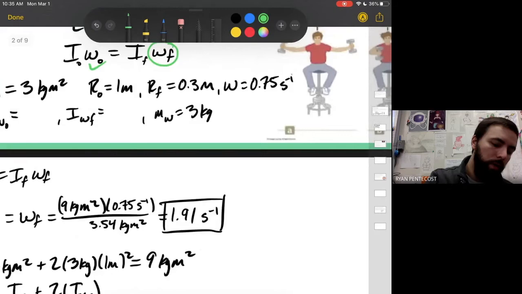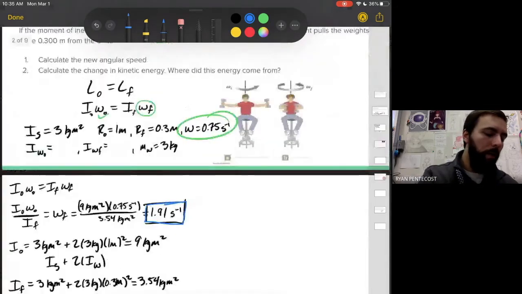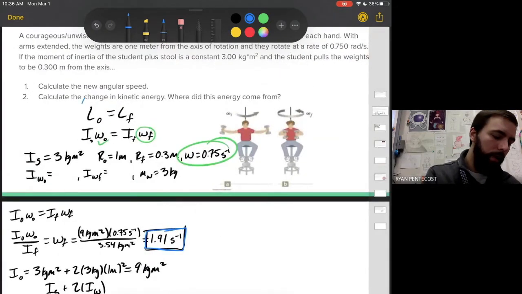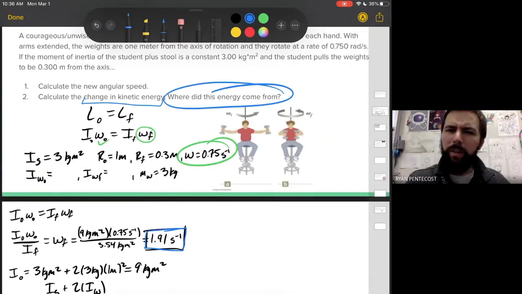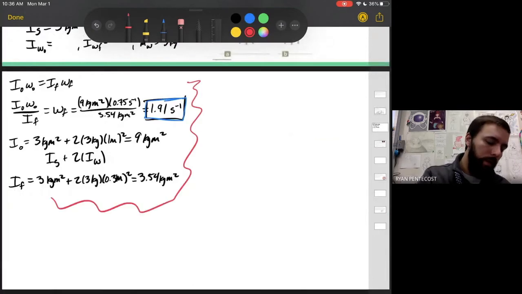We started at 0.75. We ended at 1.91, over doubling our initial angular speed. And that's because the angular momentum was conserved. However, calculate the change in kinetic energy, and we need to figure out, where did this energy come from? Did we just break conservation by obeying another conservation? So let us find out.